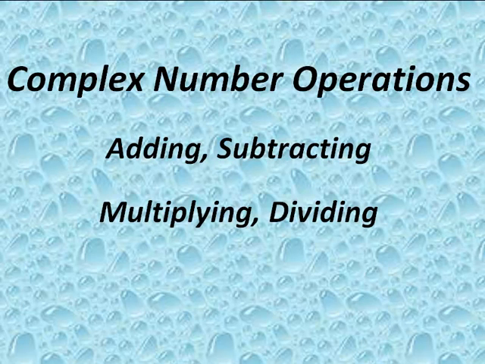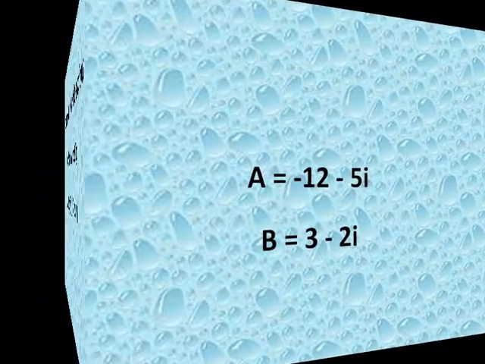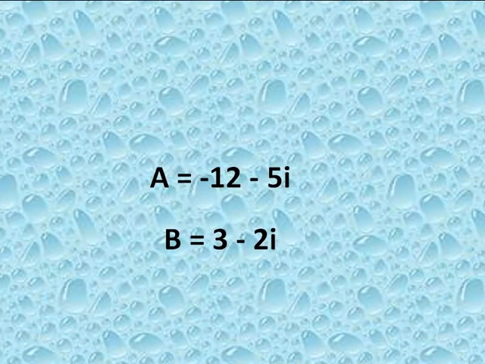In this clip, we'll look at complex numbers and how to represent them, how to add, subtract, multiply, and divide them. For purposes of illustration, let's assume A is negative 12 minus 5i, and we'll let B equal 3 minus 2i.